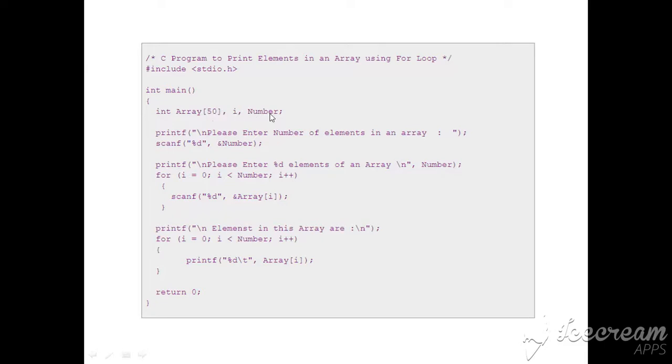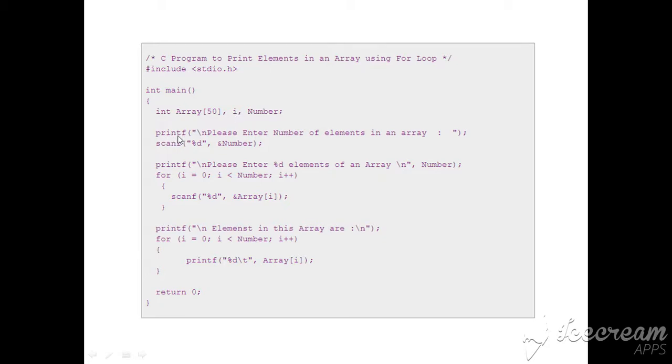So these are the other two variables which we have taken. This number talks about the maximum number of elements that we would want to put into the array when the program is run. So I is another variable which we have taken. It would be used in the loop.